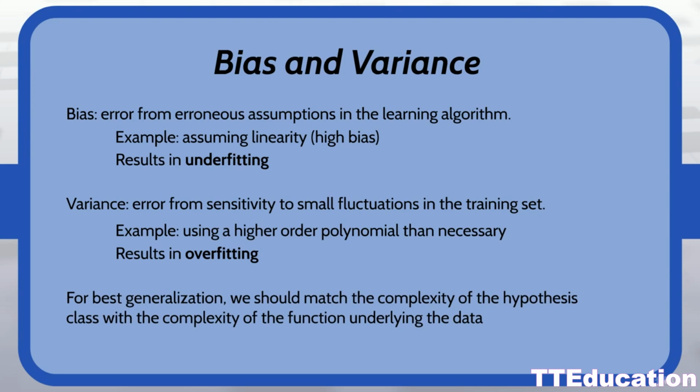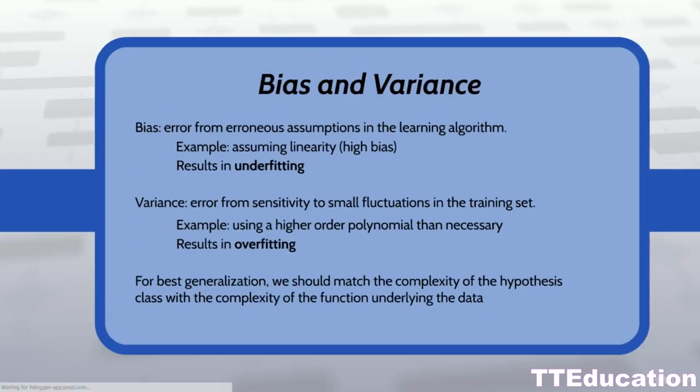For best generalization, we should match the complexity of the hypothesis class with the complexity of the function underlying the data. So if our underlying data is following a cubic distribution, our hypothesis class should be a polynomial of order 3. Or if our underlying data is linear, then we should assume linearity. So this isn't always easy to know, and that is part of the model selection procedure, is comparing and contrasting some of these different hypothesis classes and seeing which one actually matches the complexity best. But we'll talk about that in a future slide.